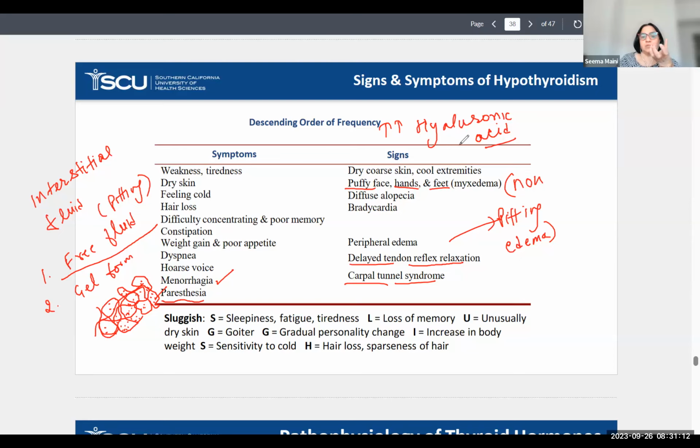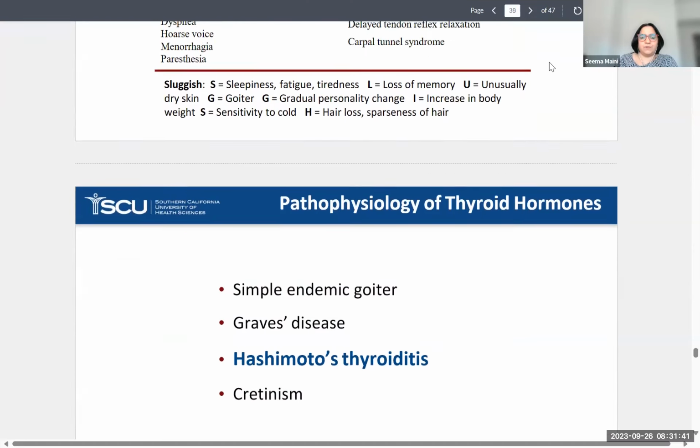There is accumulation of hyaluronic acid in the tissue space. It is a component of the ground substance of the areolar connective tissue, loose connective tissue underneath your epidermis. All right, so these are all the signs and symptoms of hypothyroidism.